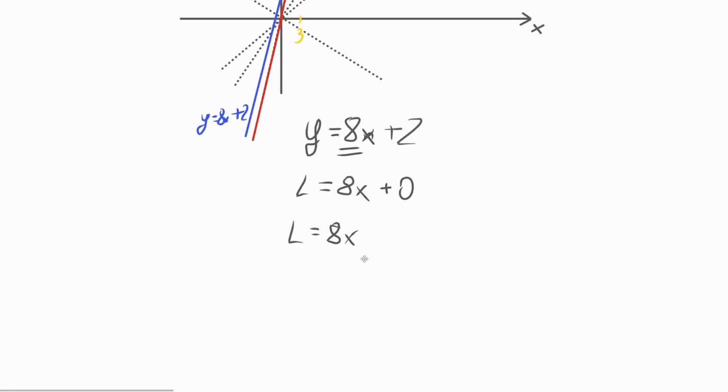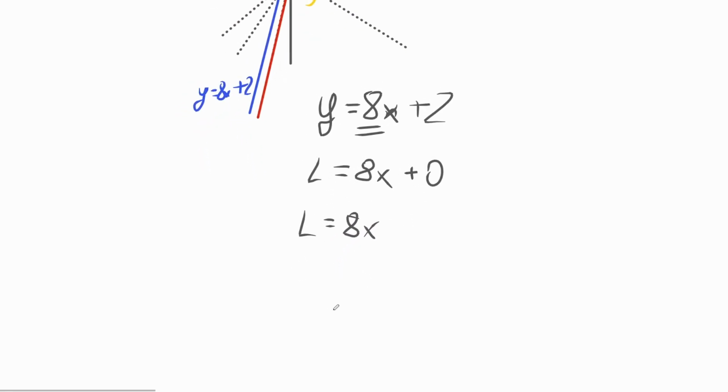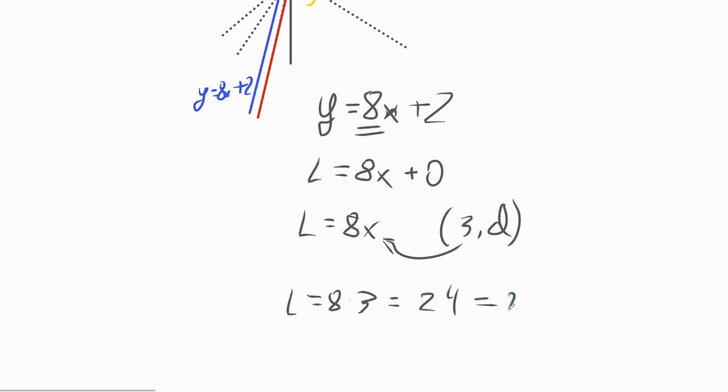From here we can easily find d just by substituting x with 3, since the point is (3, d). So in order to find the value of d, we just put 3 here, and we have y = 8 times 3, which is 24. That means that the value of d is 24.